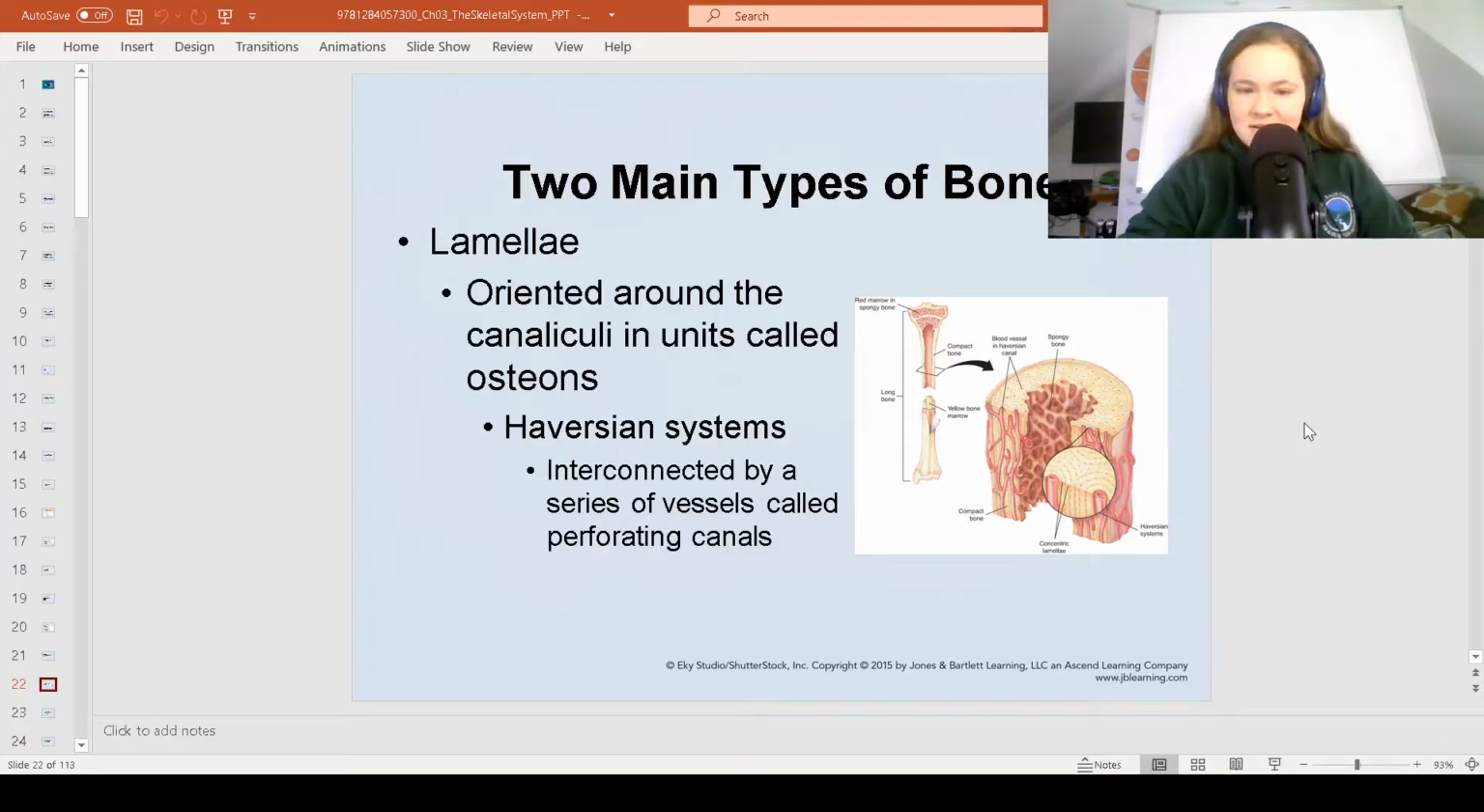Some of these words I've literally never seen before, such as canaliculi. I've heard of lamellae, but I just haven't seen that in a while. But here we have the diagram, red marrow and spongy bone. And here it shows how those lines are actually vertical quite often.